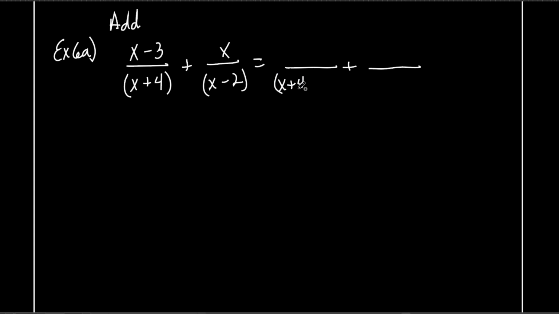So I'm going to put x plus 4 times x minus 2. The reason I put them in parentheses is because I'm going to multiply them together, and that's how we show multiplication. And that's going to be the common denominator here as well. x plus 4, x minus 2.